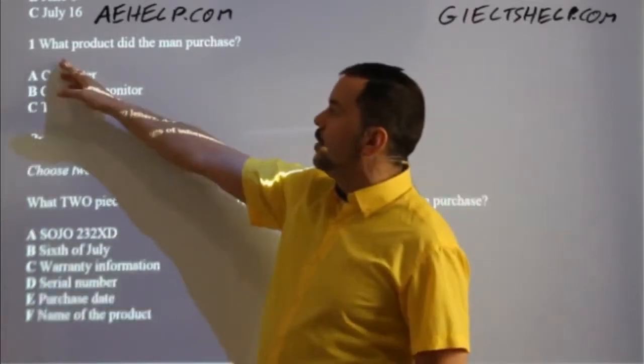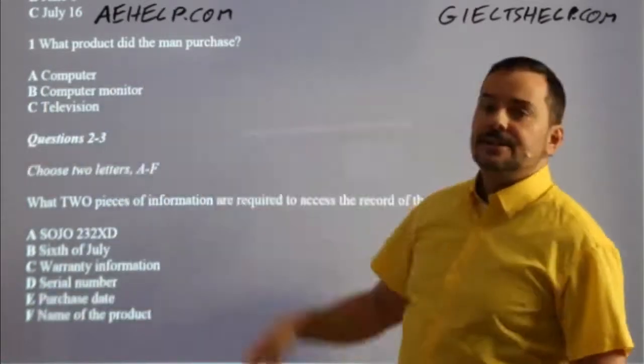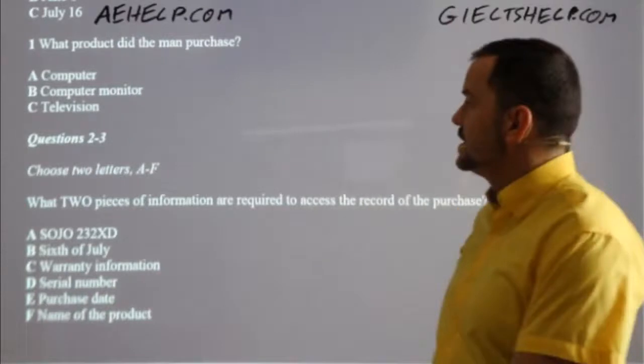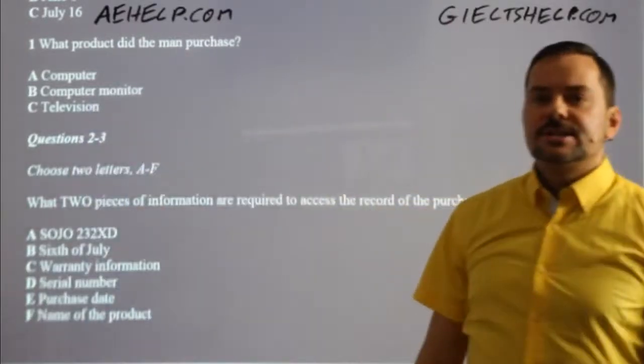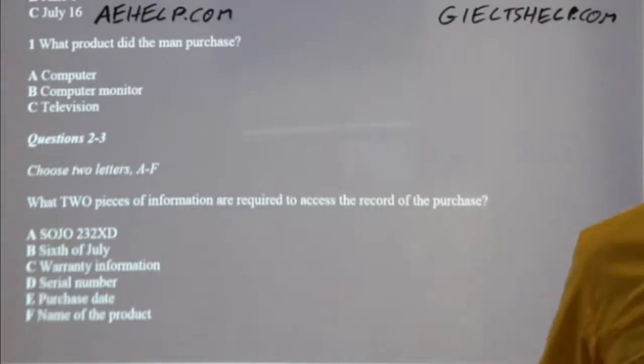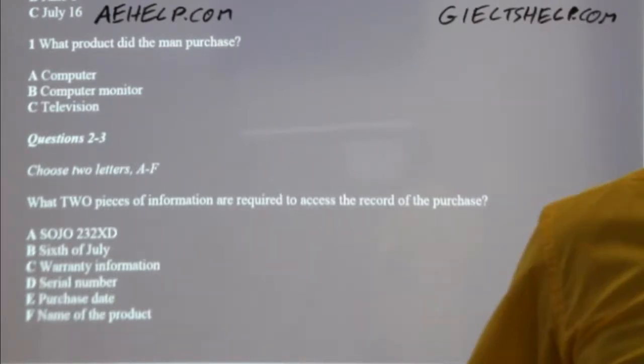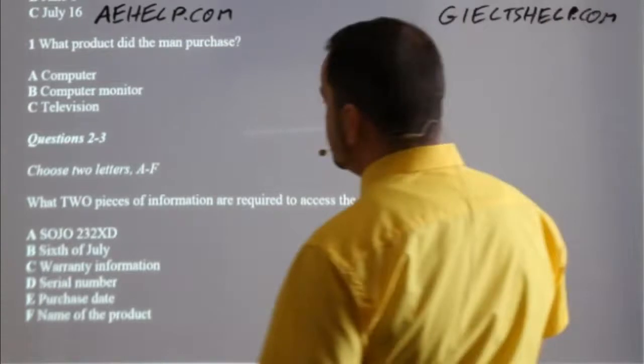Number 1, what product did the man purchase? Was it A, a computer, B, a computer monitor, or C, a television? Nadia Khalil says 1 is B, it's a computer monitor. Abhishek agrees.